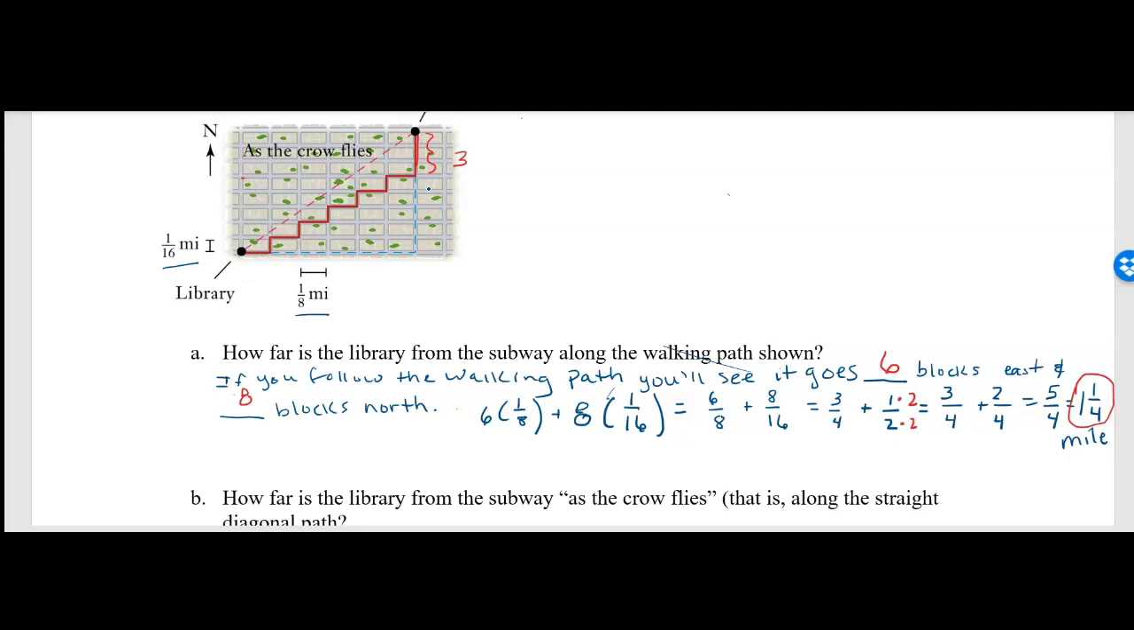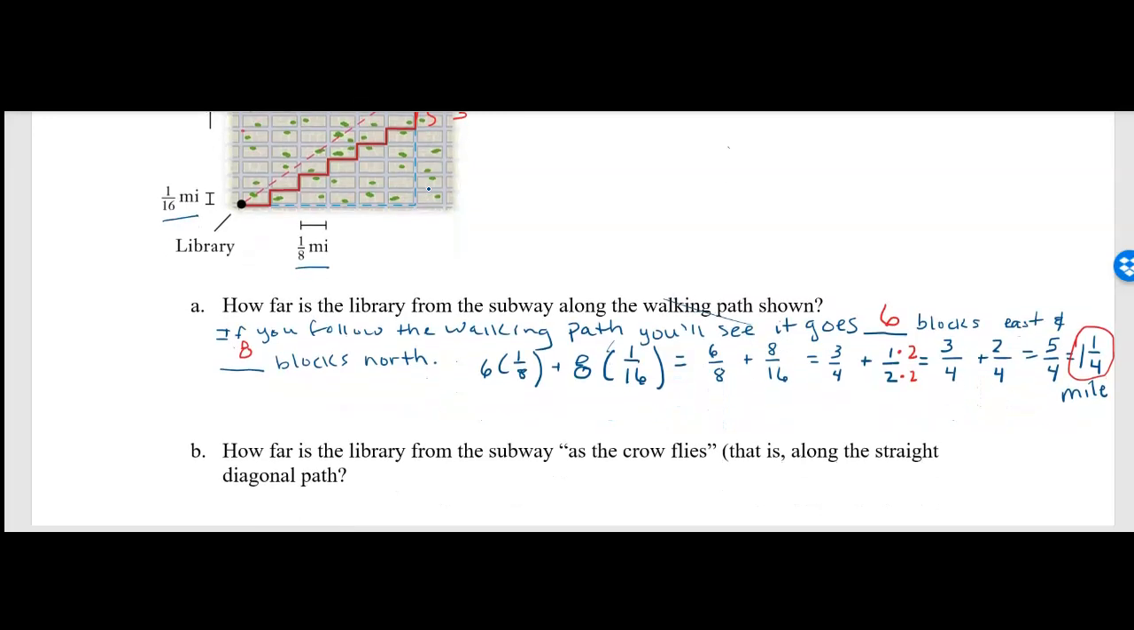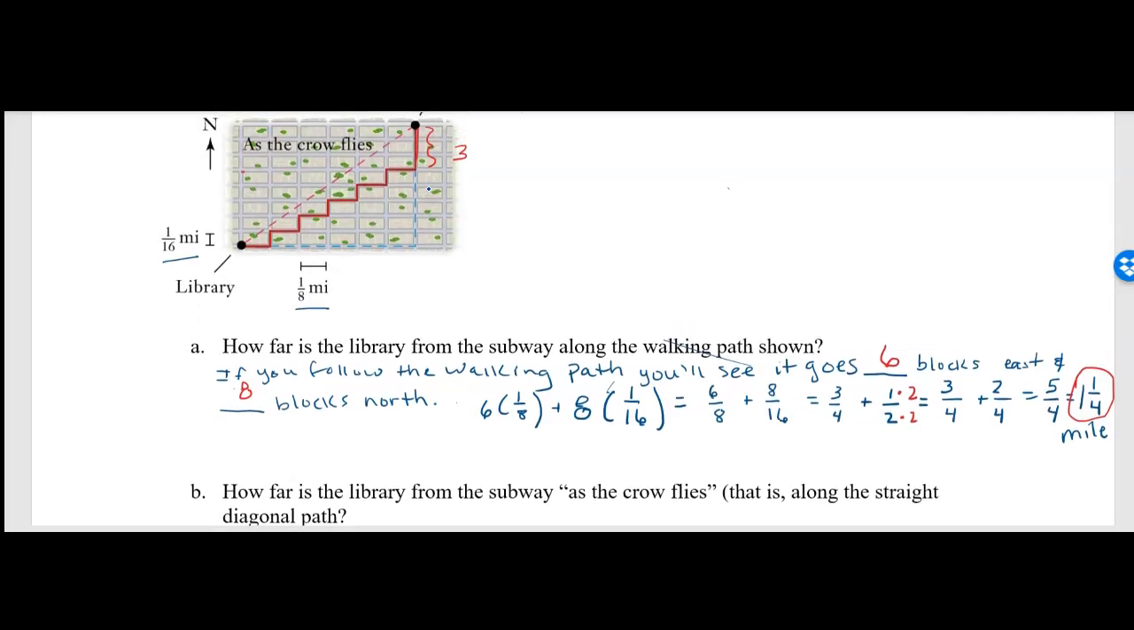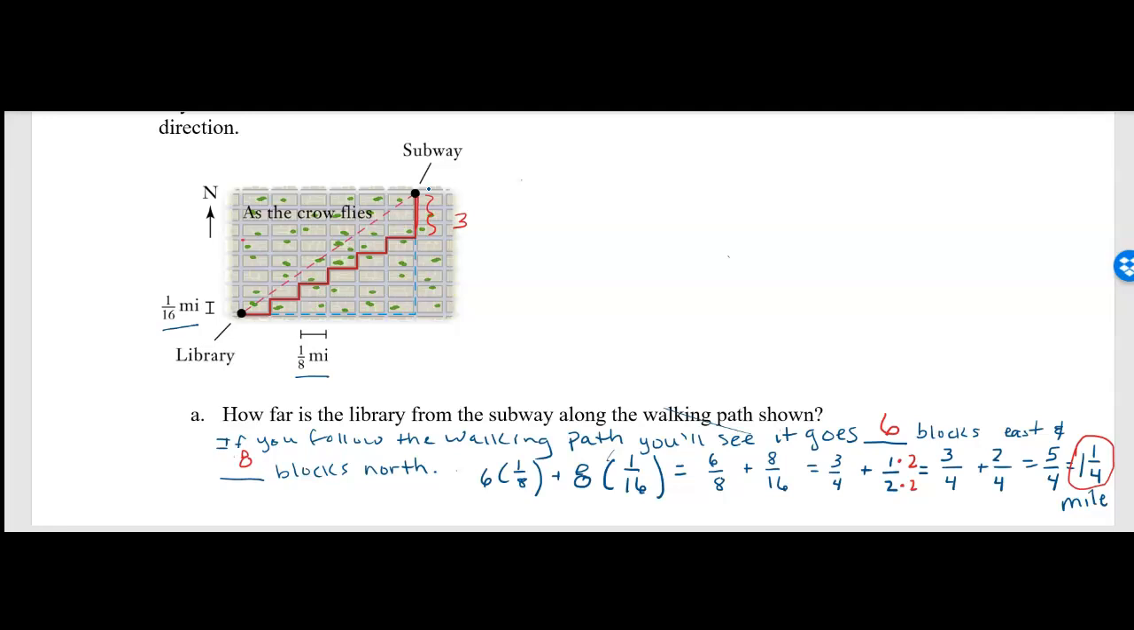Now, what about the second part, B? B says, how far is the library from the subway as the crow flies? That is, along the straight diagonal path. Well, I'm going to go back here. This is your straight, right here. You're looking at the straight diagonal path.